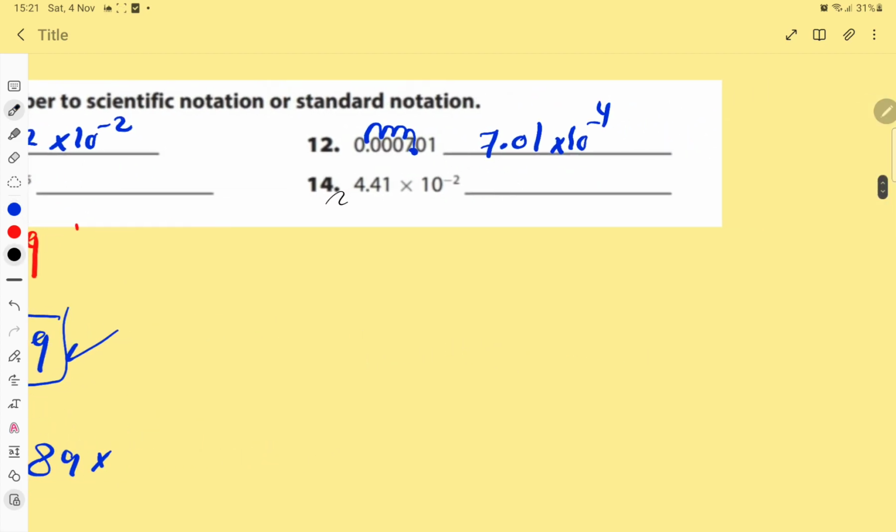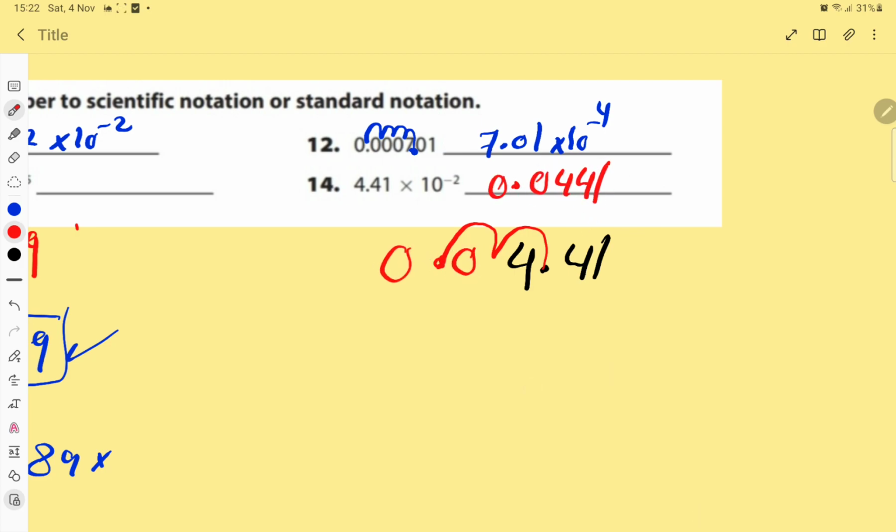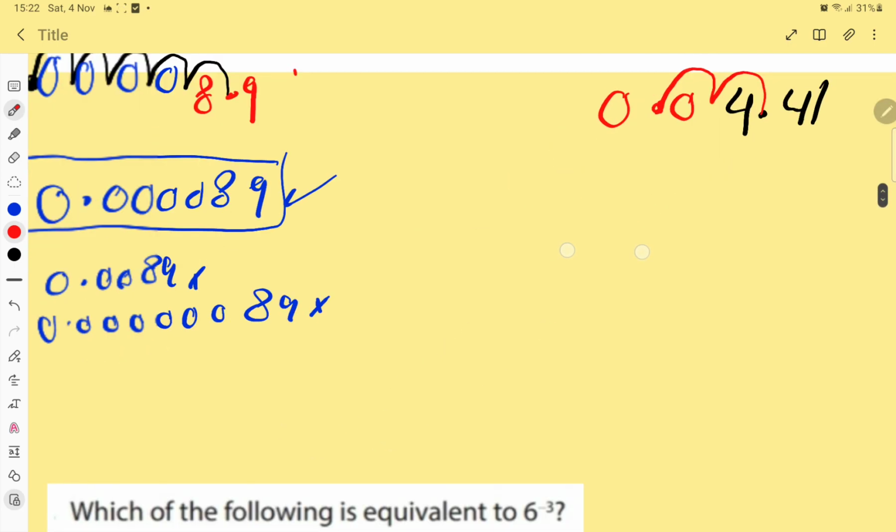Very good. Here in 14, 4.41 times 10 power negative 2. This means I should move the decimal point 2 places to the left, so it becomes 0.0441. And that's it. We move the decimal point 2 places to the left.